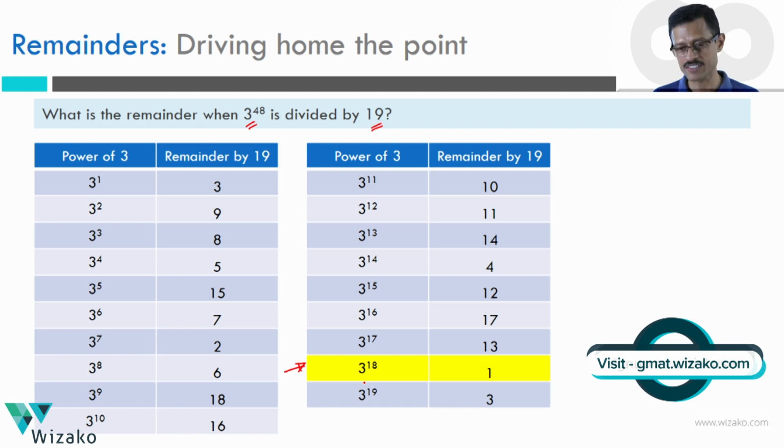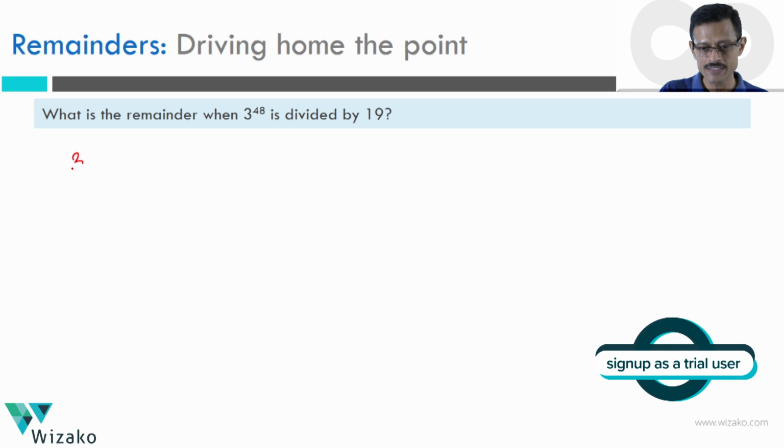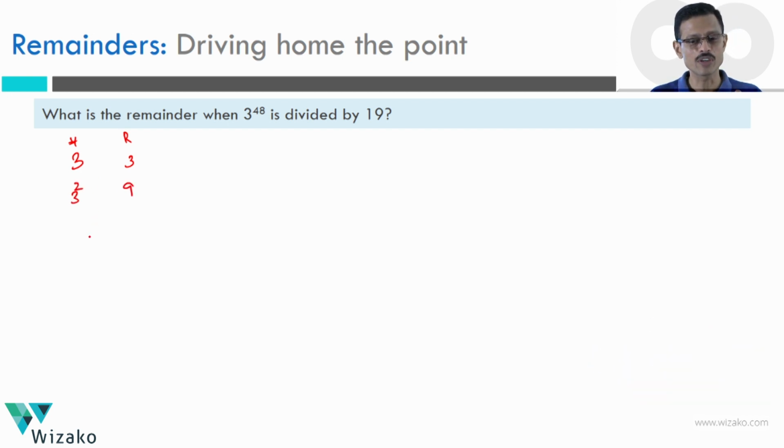Let's use the variant. Let's check out how it works out. 3 divided by 19. The remainder is equal to 3. 3 square, the remainder is 9. I'm not going to compute for 3 cube or anything. I'm just going to jump to 3 power 4, which is 9 into 9, which is equal to 81. 81 divided by 19. 19 fours are 76. Remainder is equal to 5.